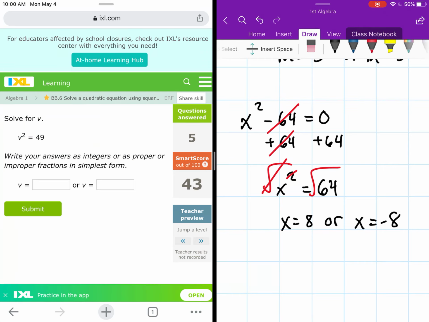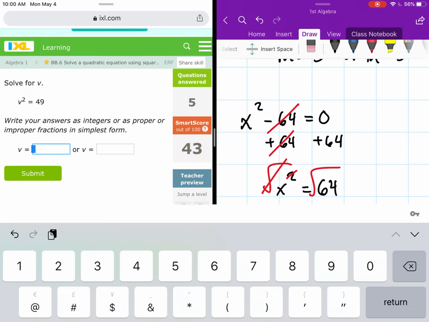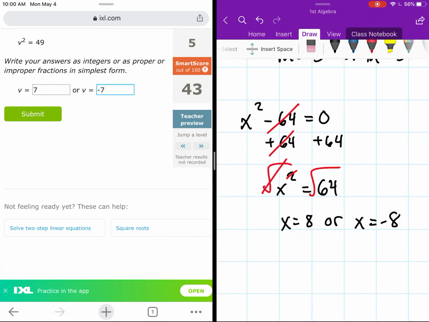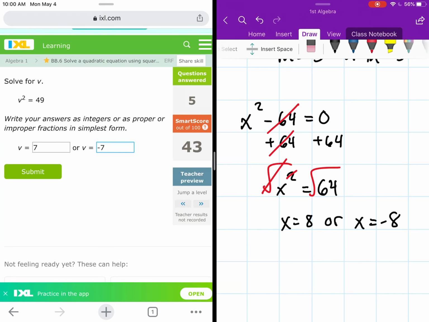So a lot of what you are going to be doing on this topic is the same exact thing. So this one right here, the known number, you just take the square root of 49. That gives you 7 and negative 7.